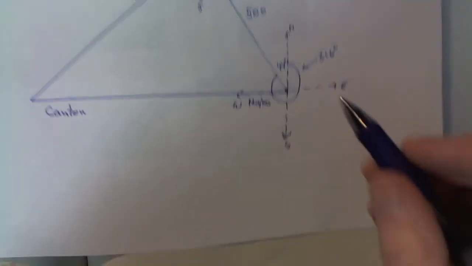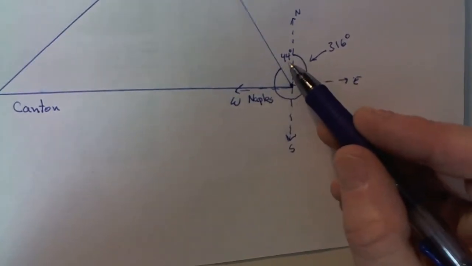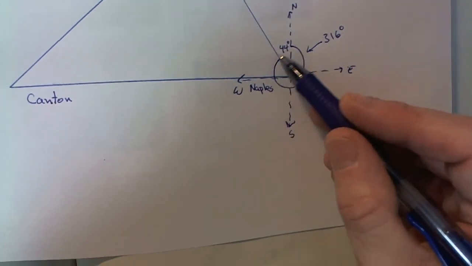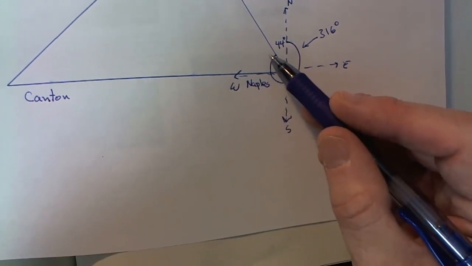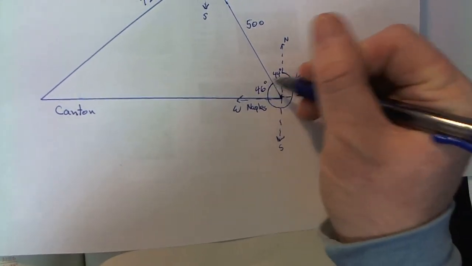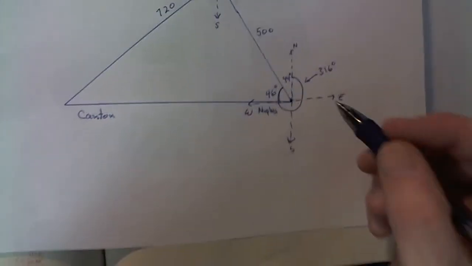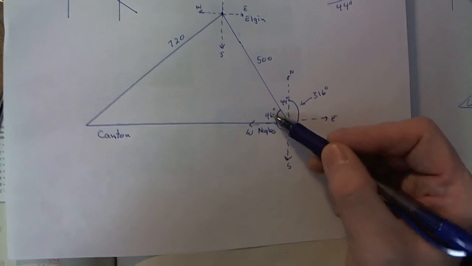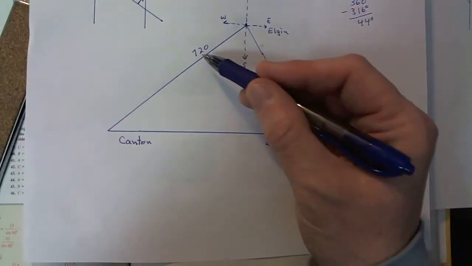Now, the thing is, if that's 44 degrees, then if you do 90 minus 44, you get this angle right here, which is going to be 46. See, this angle is 46. Now that's important because now you have a triangle and you have an angle, side, side.